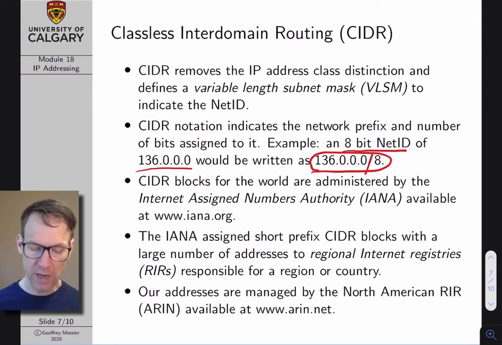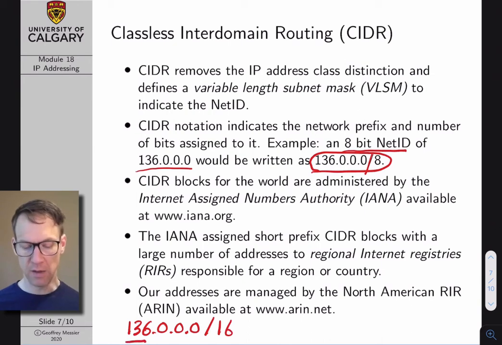Because, for example, we could have a 16-bit network ID where the first byte is 136 and the second byte is 0, but that 0 is part of a valid network ID. And so now when we're using CIDR and we're indicating a network ID, we always have to use the slash to indicate how many bits are actually being used for the network ID. And so now we have all this flexibility.